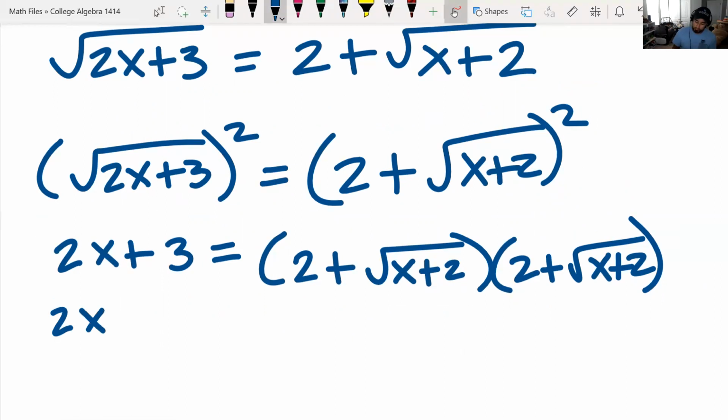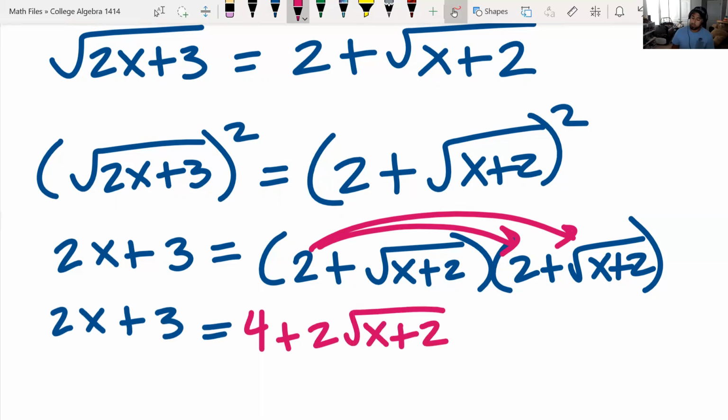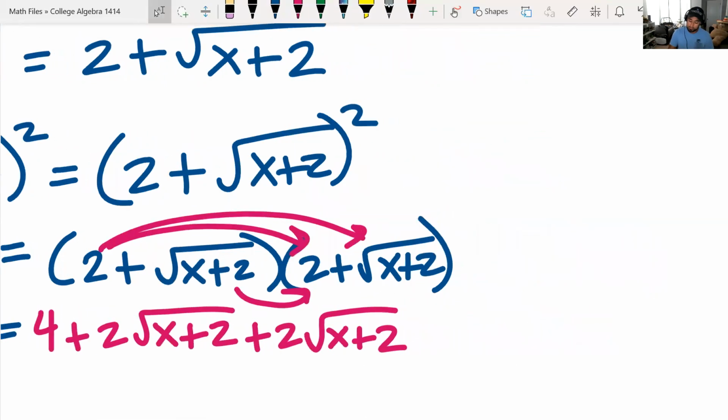So 2x plus 3 equal to that 2 and 2, right? So that 2 and 2, you got 4. 2 square root of x plus 2 plus 2 square root of x plus 2. And then again, your FOIL method. Square root of x plus 2 times 2 plus 2 square root of x plus 2. And then the very last one, square root of x plus 2 times the square root of x plus 2.